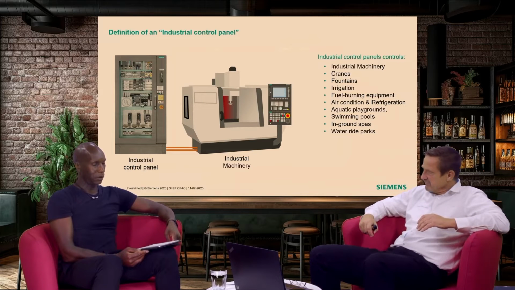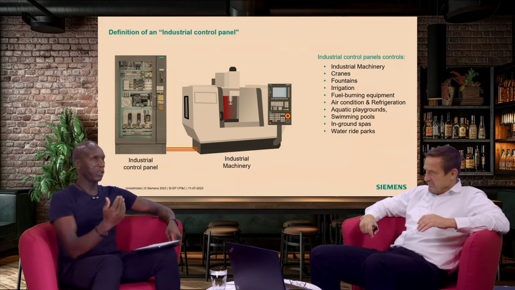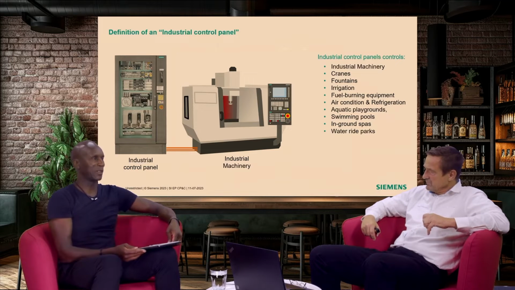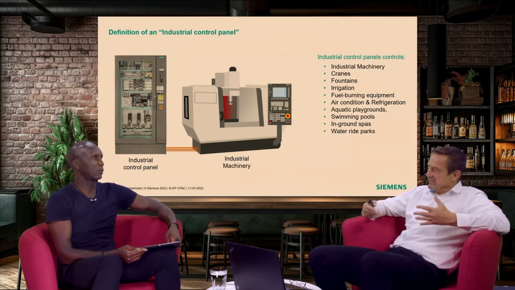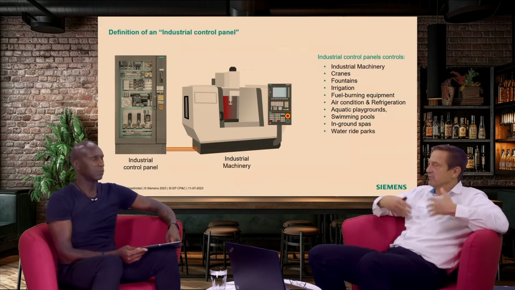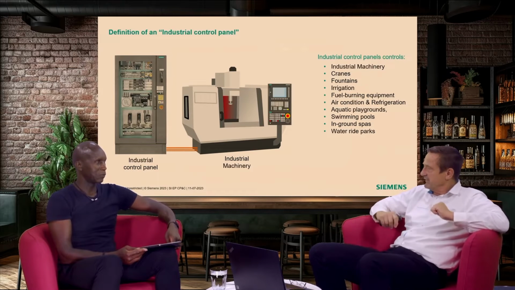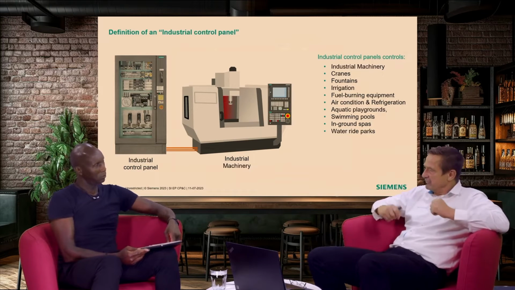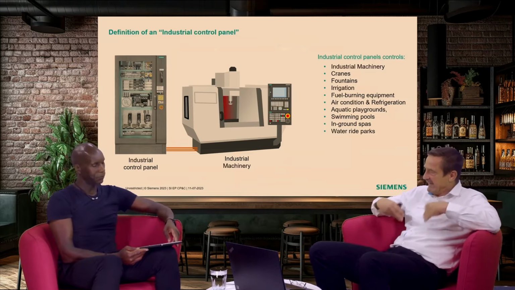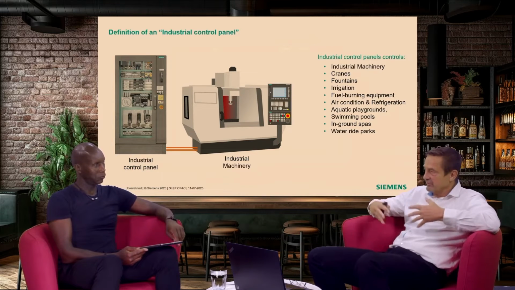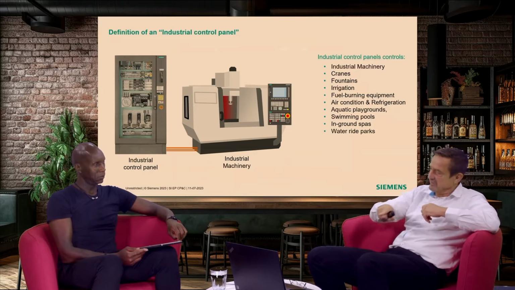Wait a minute, Max. Fuel burning equipment. What do you mean exactly when you say fuel burning equipment? Because a lot of things burn fuel. What's the idea behind that? The classic example is if you have a big oven to heat up plastic or something else, independent of what you want to heat up. Then you need a flame control to bring the temperature, the energy, and so on. And this control of the flame, the temperature and the heat, is a task of the industrial control panel.